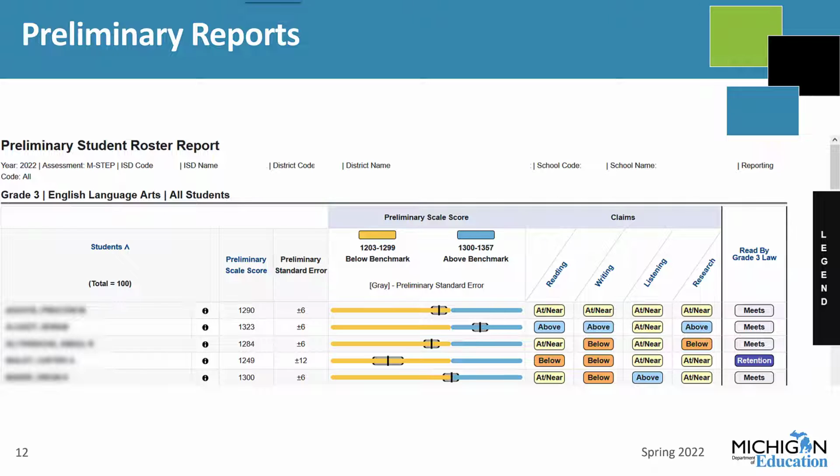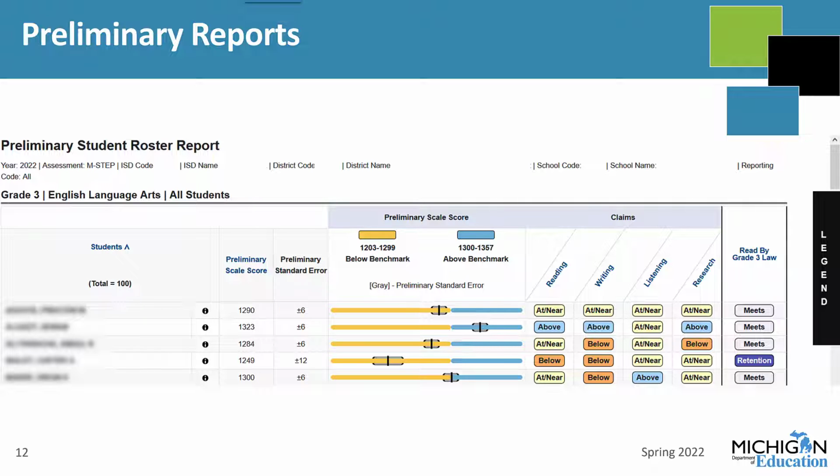This screenshot shows you an example of a third grade ELA preliminary report. The preliminary scale score is plotted as below or above benchmark, which is the proficiency designation or cut. Not proficient, partially proficient, proficient, and advanced designations are not available until the final score reports. Subscore data is available on the preliminary report, of course based on preliminary data. You can see the Read by Grade 3 indicators listed here. This is where you should look to identify the students who have been identified as eligible for retention.